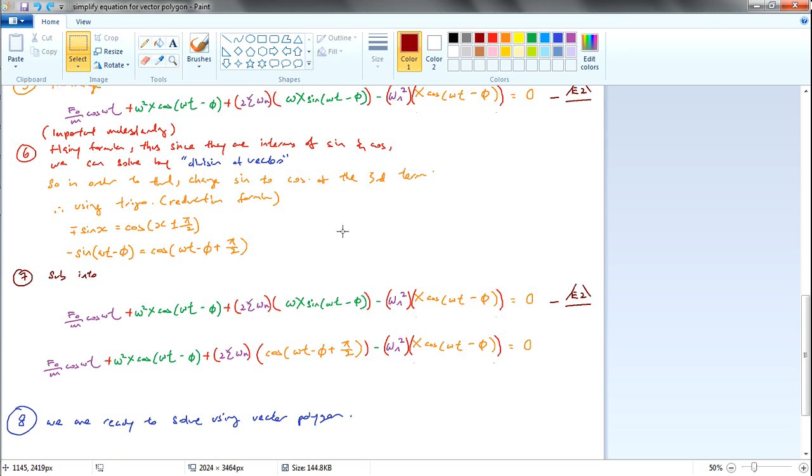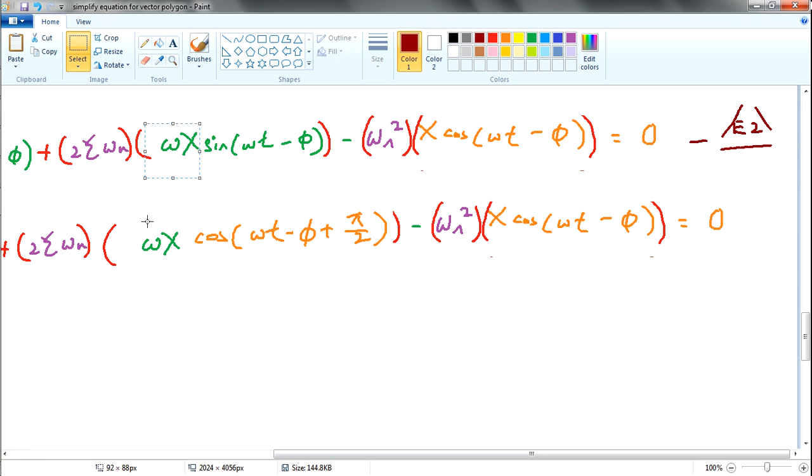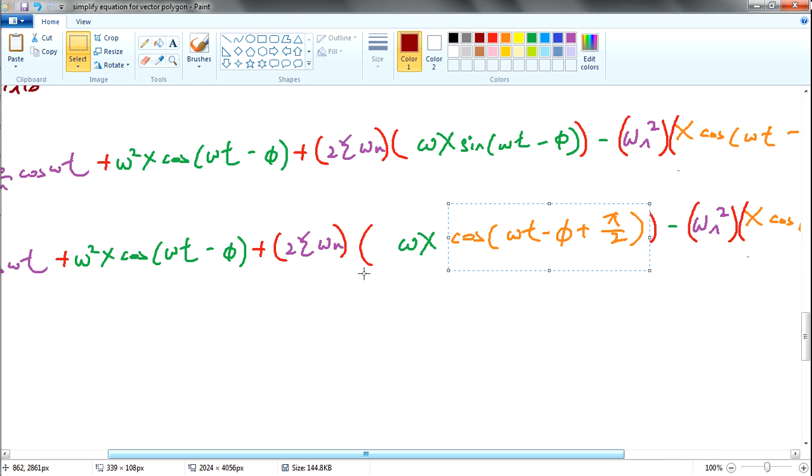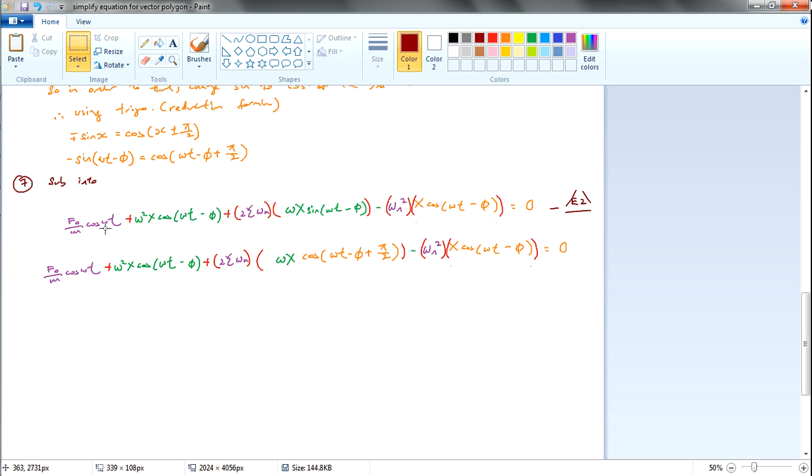So maybe I am wrong, hold on. I forgot to put this one in here. So this sine is equal to this cosine over here. I didn't change anything for the rest. As you can see, everything is the same. This one is equal to this one, this one is equal to this one, and this one is equal to this one. Only this one I changed.